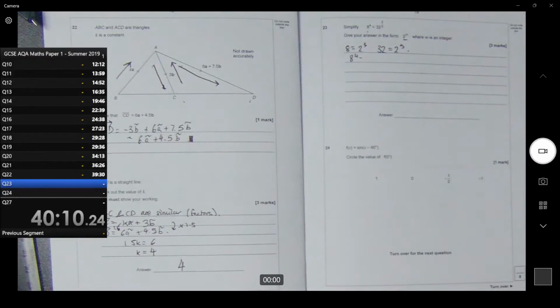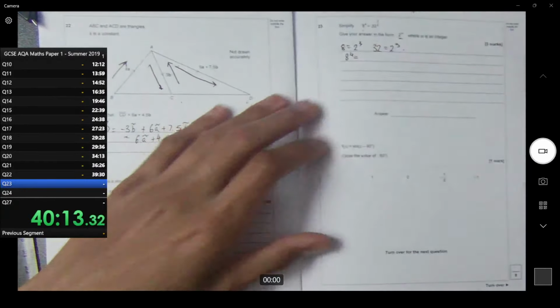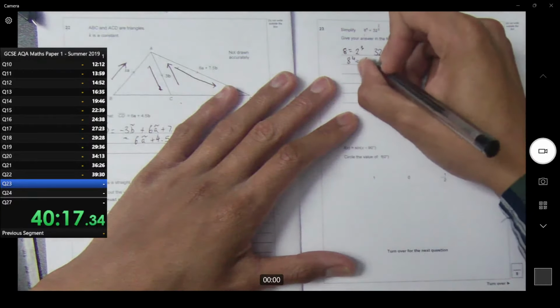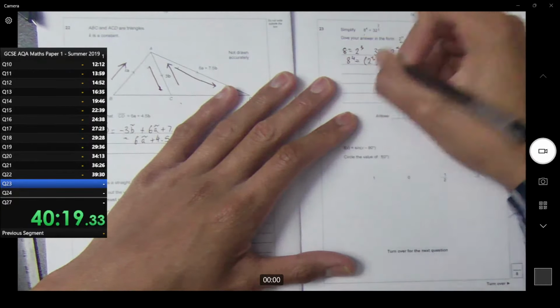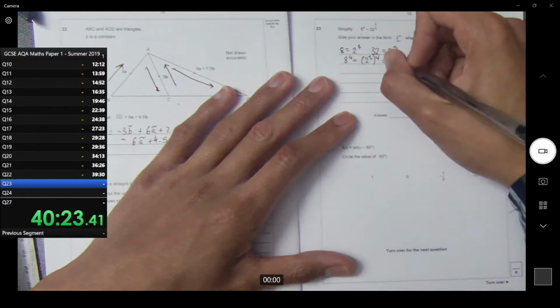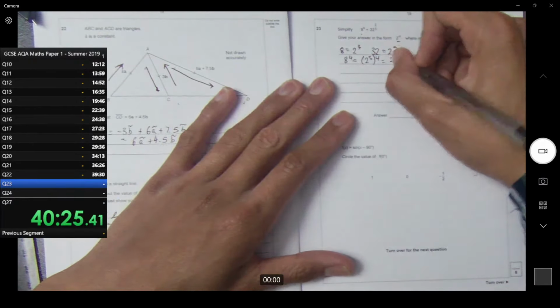Hopefully there should be enough time now to complete the rest of the paper. Now, let's continue. So 8 to the 4, that'd be 2 to the 3, raised to the 2 to the 4. Right. Fourth power, so that'd be 2 to the 12.